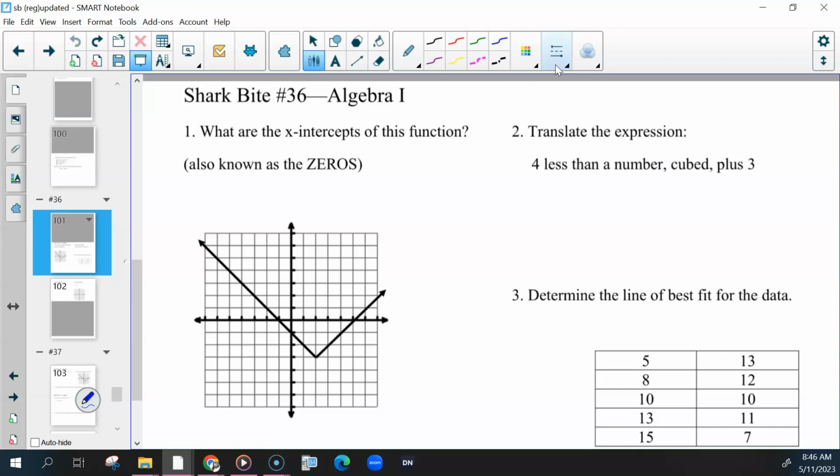Right. 1 is looking for the x-intercepts or the zeros of this function. So wherever it crosses the x-axis would be your x-intercepts, and you could write them as ordered pairs. -1, 0, and 5, 0. Questions on that one?